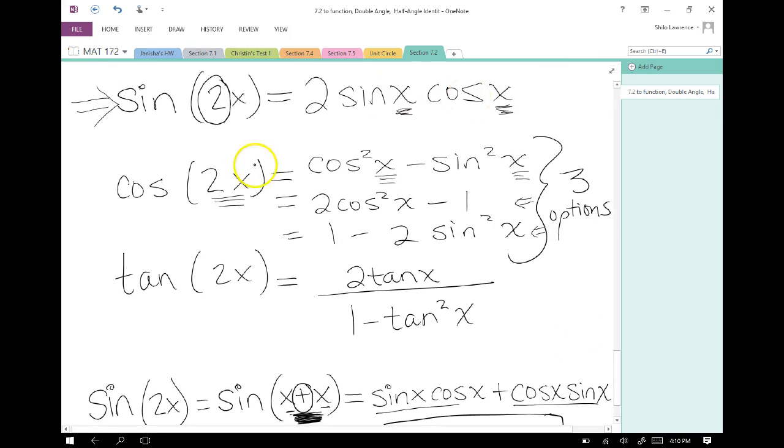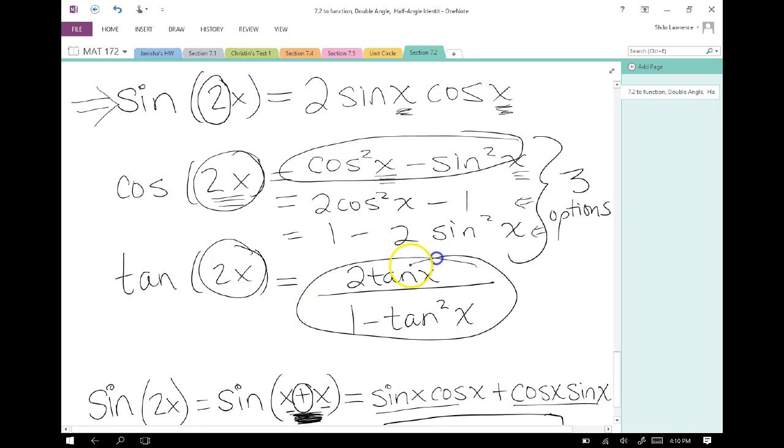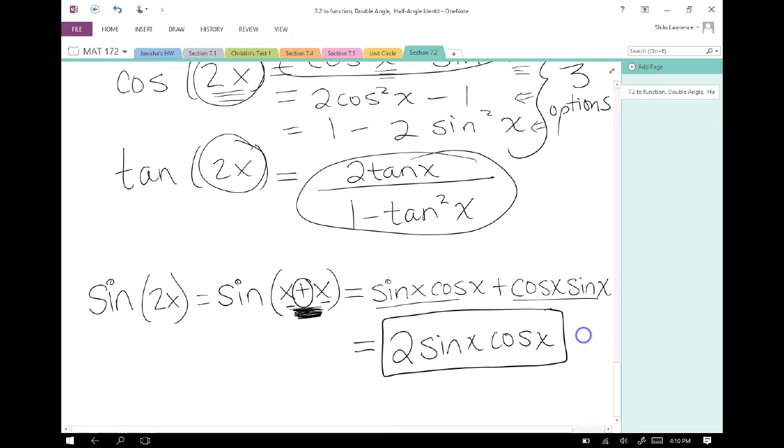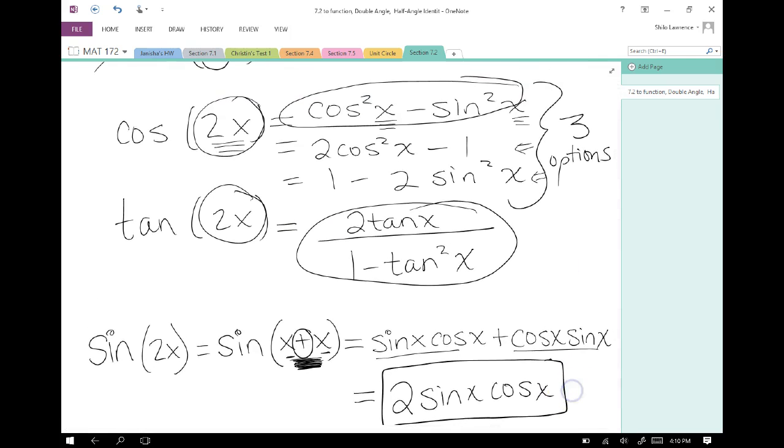And we could do the exact same thing for all of these. We could write 2x as x plus x, and we can just go through our sum and difference formula and prove that these are true. Now, to prove those other two cosine 2x formulas, we would also have to use some Pythagorean identities, but you could at least show that that first one works. And maybe I'll show one of these others works in one of my examples here in just a minute.